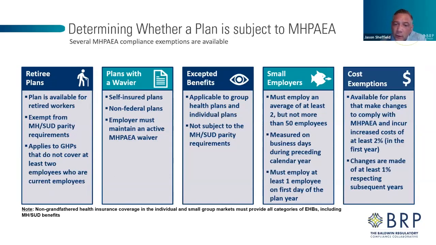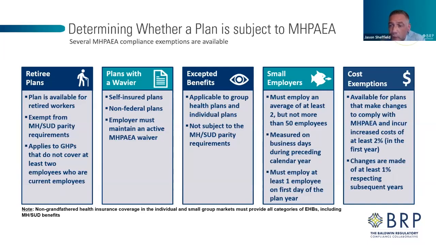Accepted benefits. This is where you have benefits that are applicable to group health plans and individual plans, such as limited dental or vision plans. They are not subject to the MHPAEA requirements. Small employers. If you employ an average of at least two, but not more than 50 employees, you may get a break on MHPAEA compliance. This is measured in business days during the preceding calendar year. You have to employ at least one employee on the first day of the plan year that you are actually testing and preparing your report for.